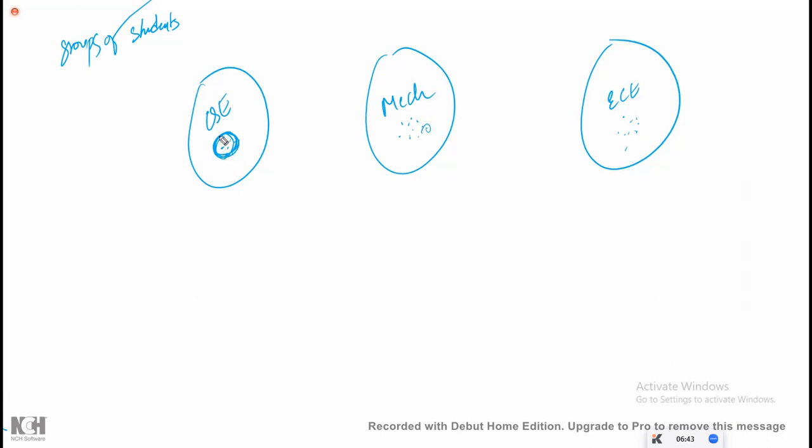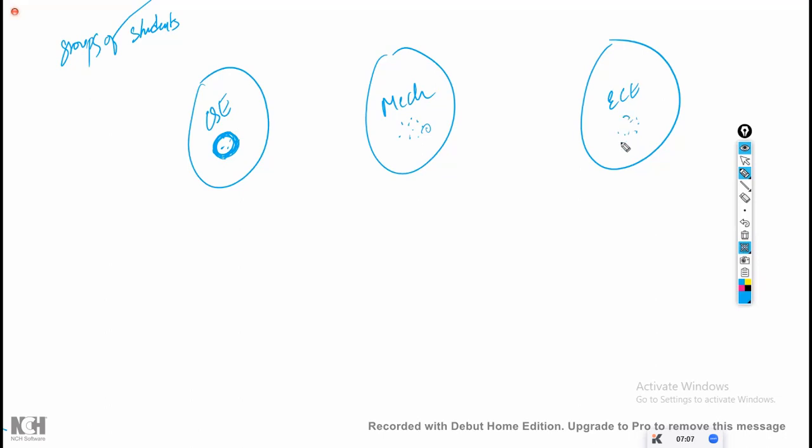For example, in the WhatsApp groups we are having, right? In the WhatsApp group, a CSC group is there. What is meant by CSC group? All the students belong to a CSC, computers background. A mechanical group is there. What is the meaning of this? All of them belong to the mechanical group. An EC group is there, and they belong to the EC group.